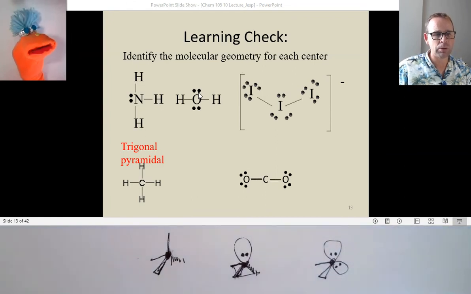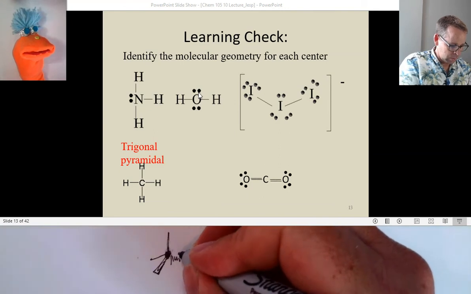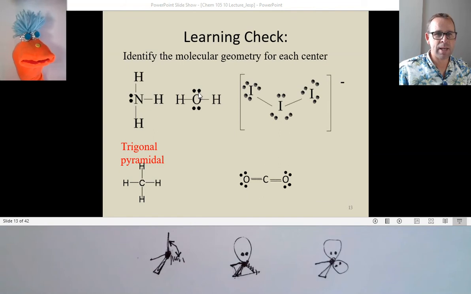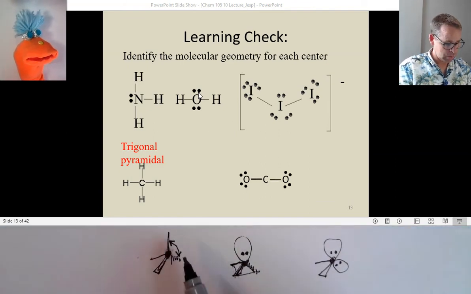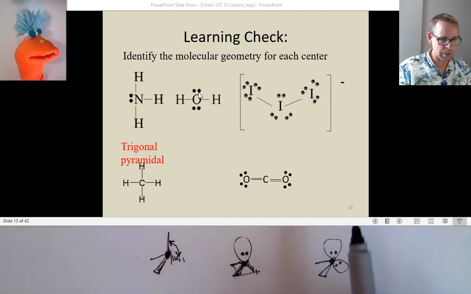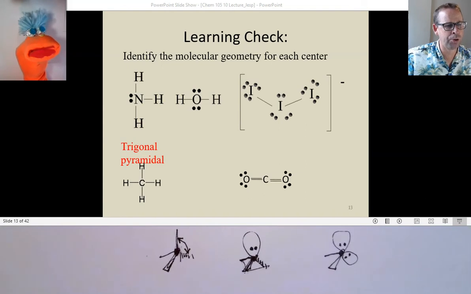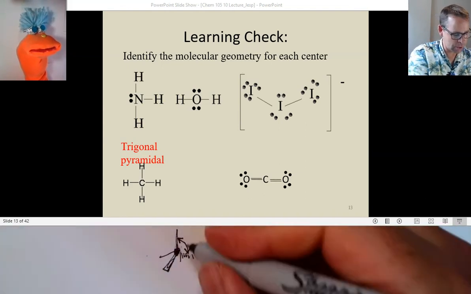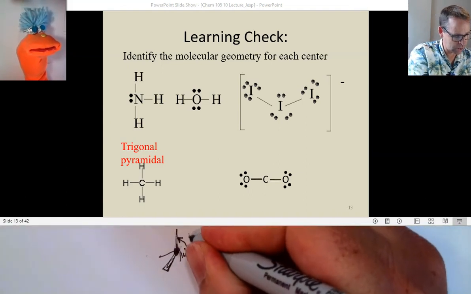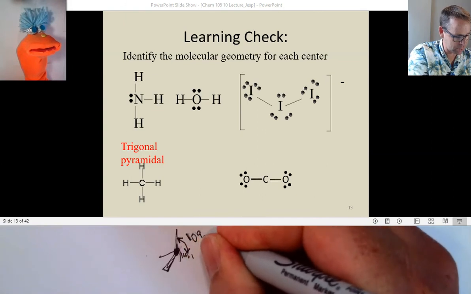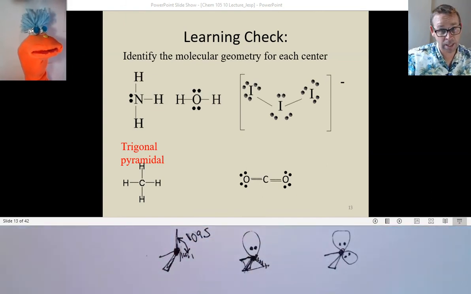Oh, bent. Very good. Bent. Now, the other thing we need to know along with what the shape is, what's the angle between the bonds or the non-bonding regions? So what is the angle between non-bonding regions in a tetrahedral shape? Is it 109.5? Very good. It's 109.5. 109.5 is our angle between bonding and non-bonding regions in a tetrahedral shape.